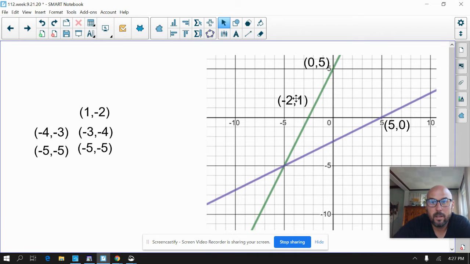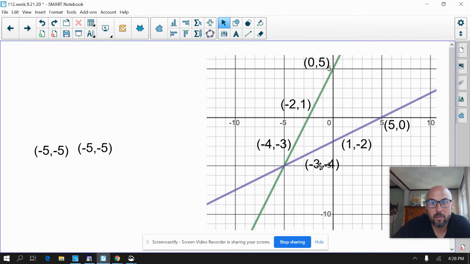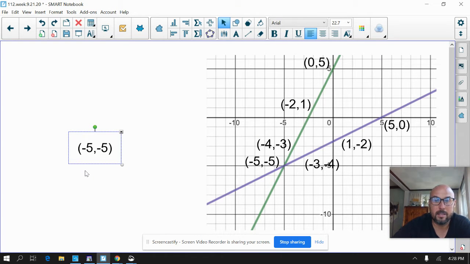(-2, 1) is on the green function right here. And if you switch the domain and the range, you get (1, -2), which is on the purple function. Same thing with (-4, -3) gives you (-3, -4). Now, (-5, -5) happens to be on the green function and the purple function, so I don't need a second ordered pair. It's on both of them.